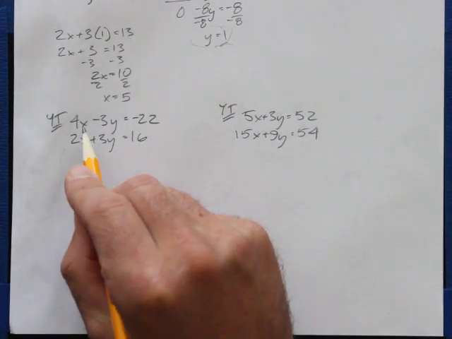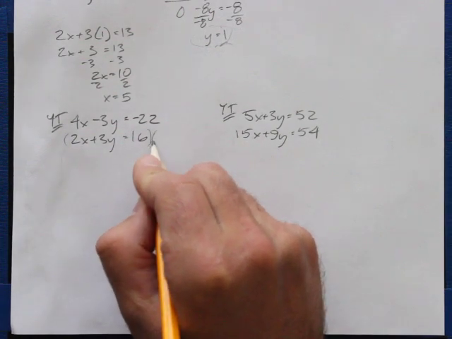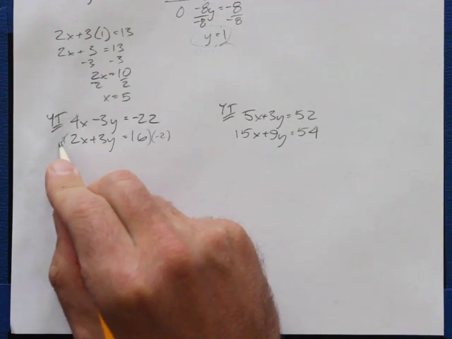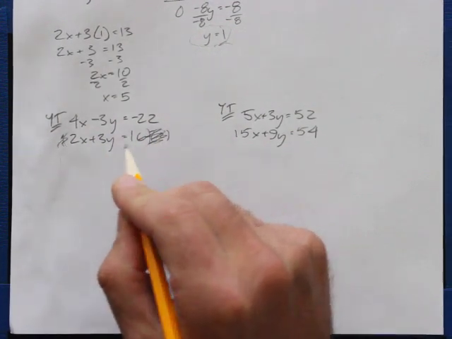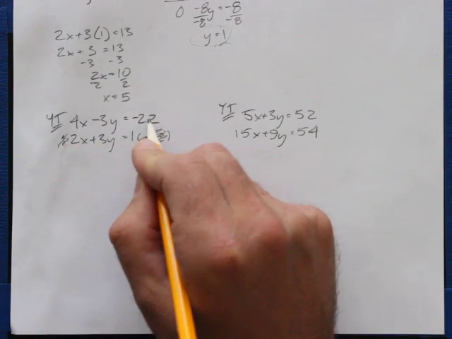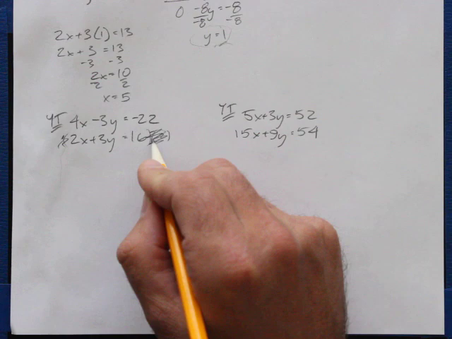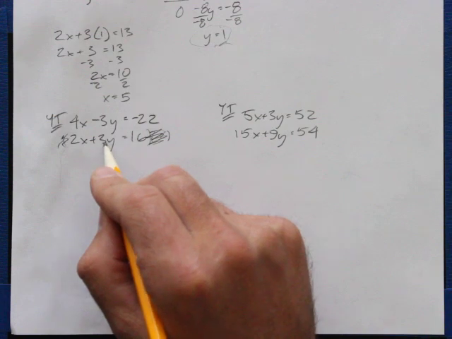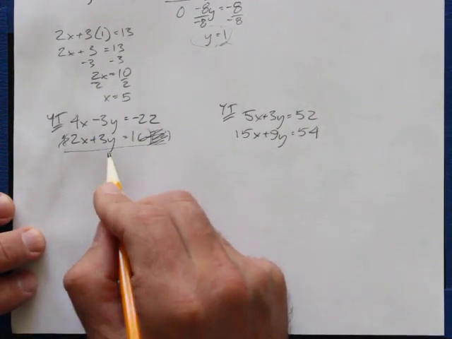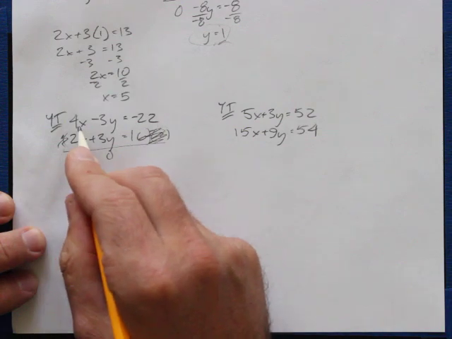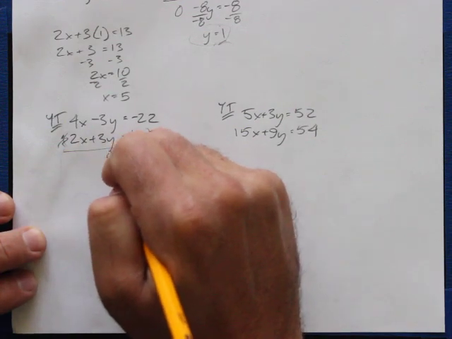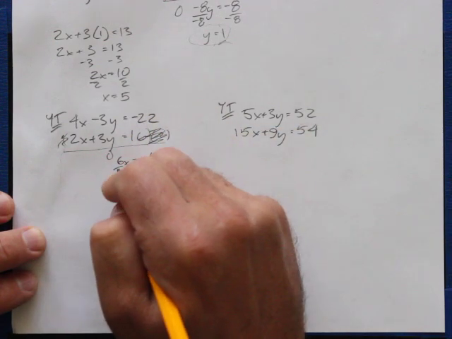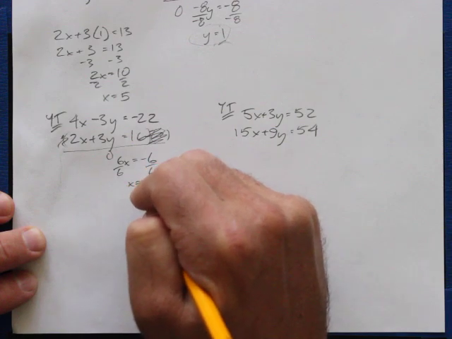Okay, so now for this one, I am going to multiply the bottom by negative 2. Now, sometimes you might be in a situation where you need to multiply the top one by something and the bottom one by something. So just be aware of that, that might happen. For this one, I've got negative 3y and positive 3y. I don't need to multiply by anything. These guys cancel out to be 0. And then I've got 4x plus 2x, which is 6x. 6x equals negative 22 and positive 16 is negative 6. Divide by 6. x equals negative 1.